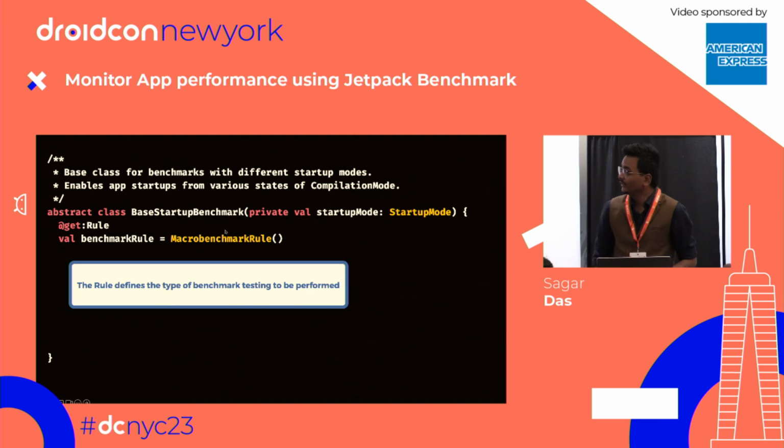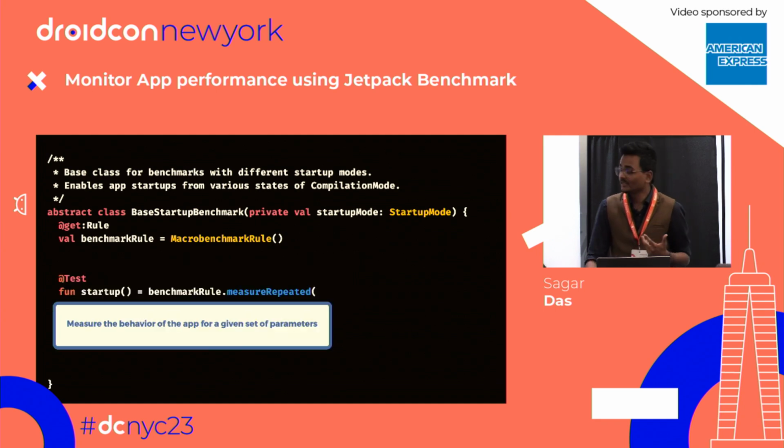Here, you can see this base startup benchmark takes an argument called the startup mode. This would be in charge of determining which type of startup we want to measure: cold, warm, or hot. Then we have an annotation, get, and this rule is associated with a macro benchmark rule. That's what we are initializing in the next line, creating a benchmark rule and initializing the macro benchmark constructor. In the next step, we are writing an actual test case called startup, and then we call an extension method, benchmarkRule.measureRepeated.